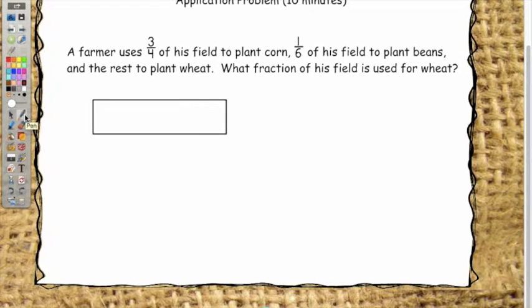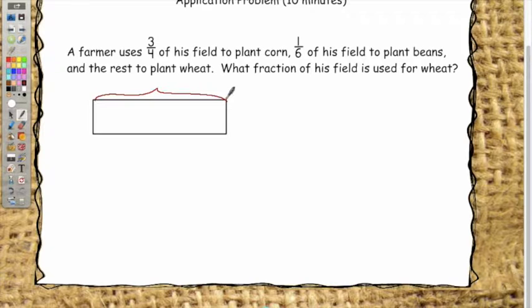Problem. A farmer uses 3/4 of his field to plant corn, 1/6 of his field to plant beans, and the rest to plant wheat. What fraction of his field is used for wheat? Now I want to use a tape diagram to organize the information only. Okay?